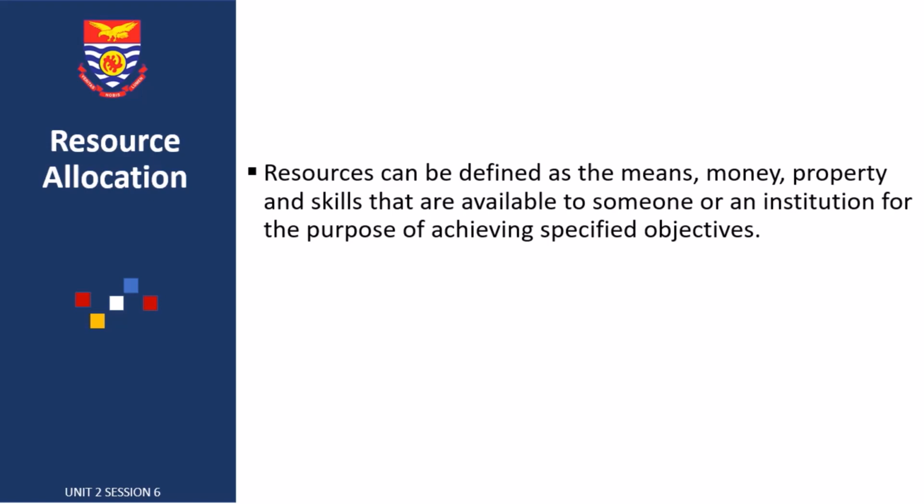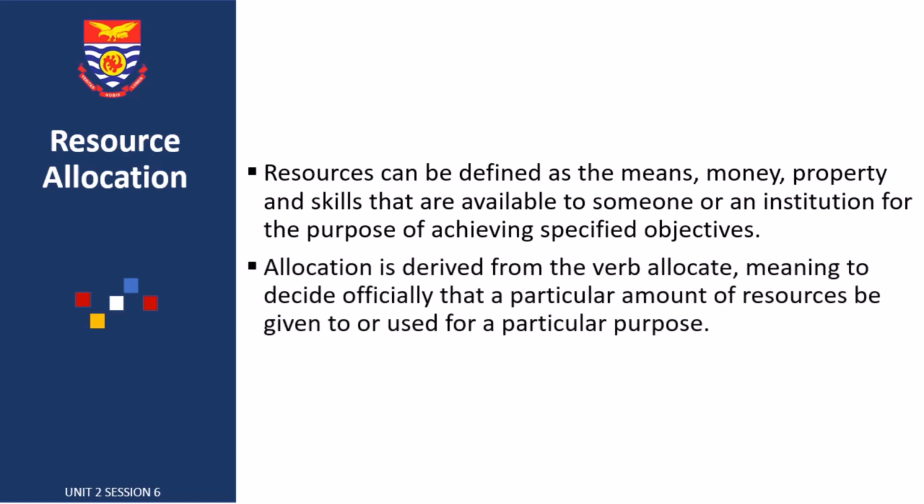What then is allocation? Allocation, derived from the verb allocate, means to decide officially that a particular amount of resource be given to or used for a particular purpose. So for instance, we can talk of a resource like time, and you know how you allocate your time, how you decide that in the morning I will go here, in the afternoon at this time I will do this. That is allocation. You officially decide that this resource be given to this particular purpose.